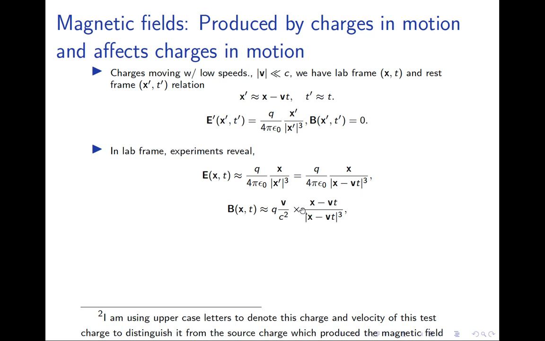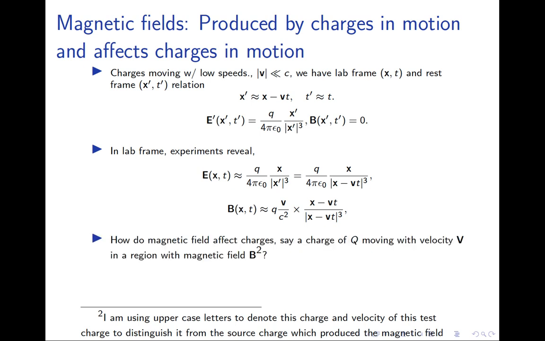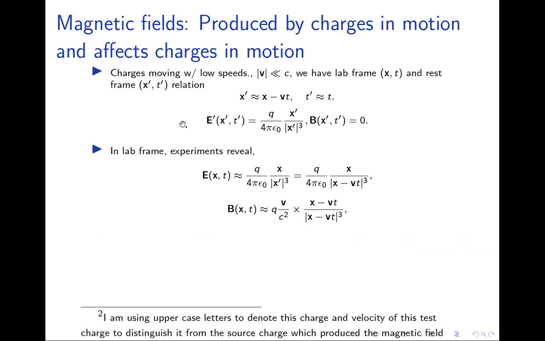And then this is the vector cross product. This cross doesn't mean normal multiplication, but a vector cross product, because this is a vector quantity, and then this is the denominator we had before. These we cannot derive unless, of course, you know special relativity. So from an experimentalist's point of view, you determine these two laws just as you determine Coulomb law, by experimentation. So this is the first part: the kind of magnetic and electric fields which are produced by charges in motion.